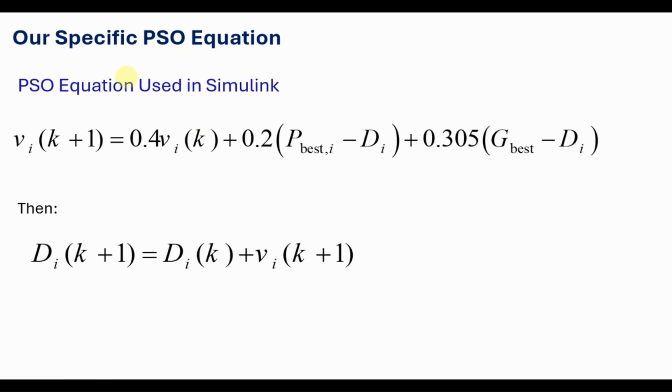Because of the parameter values used in our MATLAB function, the general PSO equation can be simplified. The new velocity is equal to 0.4 times the previous velocity, plus 0.2 times the distance between the personal best and the current duty cycle, plus 0.305 times the distance between the global best and the current duty cycle. After calculating the velocity, the new duty cycle is obtained by adding the velocity to the current duty cycle. We will now see exactly how these equations are implemented inside Simulink.